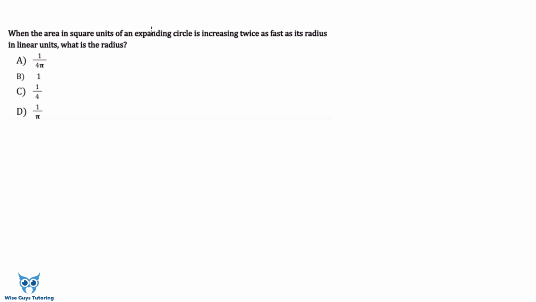So when the area of an expanding circle is increasing twice as fast, when you have these questions about increasing twice as fast, and they're talking about a rate of increase or decrease relative to another variable, what they want you to do is find the derivative, because the derivative is the rate. The derivative is a rate of change. It's a slope. It's a gradient.